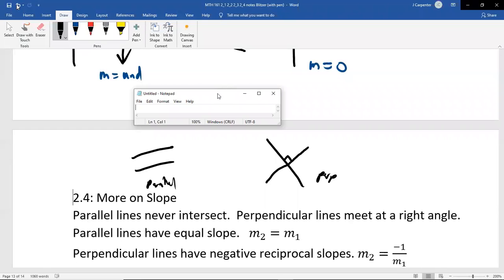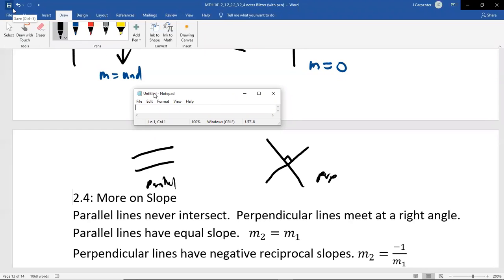Parallel lines never intersect. Perpendicular lines meet at a right angle. Those are two very important concepts. If you're going to be going on to calculus, you'll talk about what it means to be orthogonal, and you take this idea of perpendicular lines and you extend it into multiple dimensions, even past 3 dimensions, and really start getting into some crazy cool stuff.